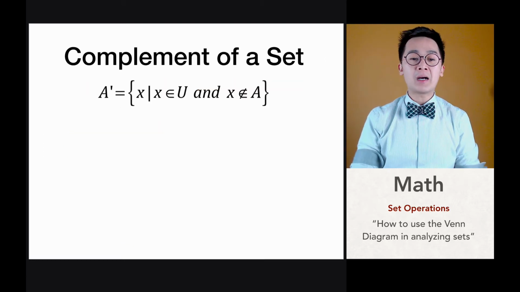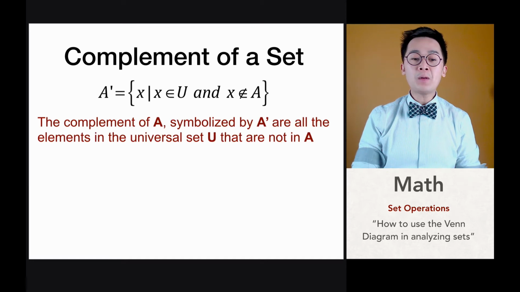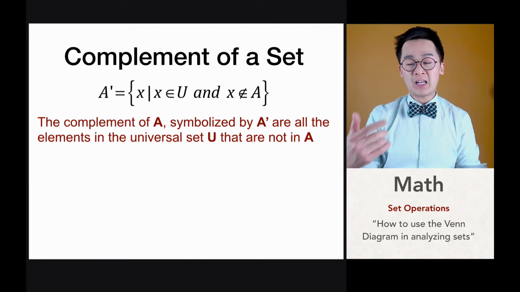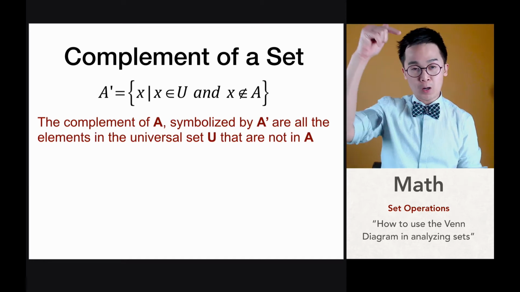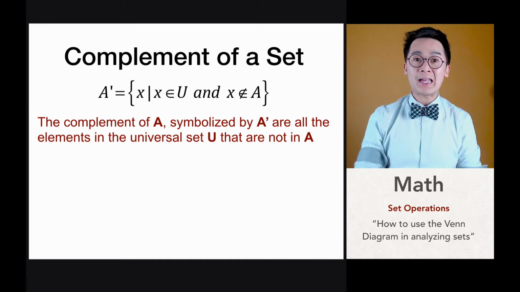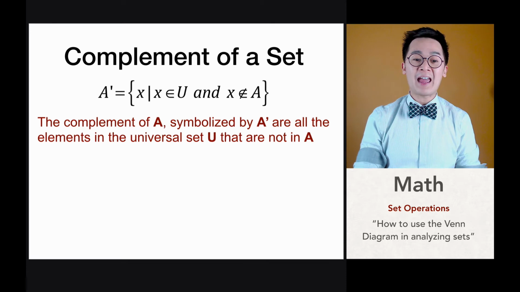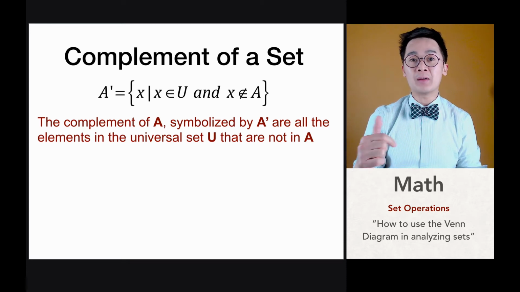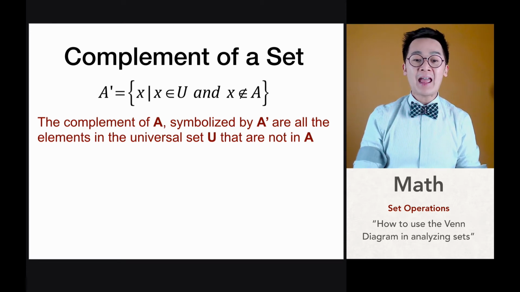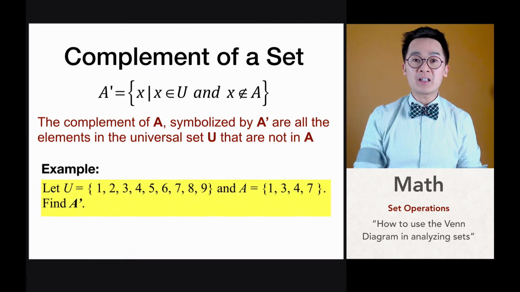Now let's talk about the complement of a set. The complement of a set, which is given by this symbol A apostrophe, or sometimes we call it A prime or A complement or complement of A, is basically X, such that X is any element in the union set and X is not an element of set A. So to understand this better, let's have an example.